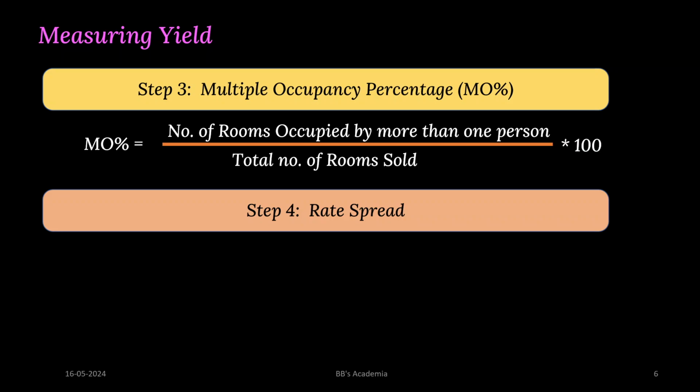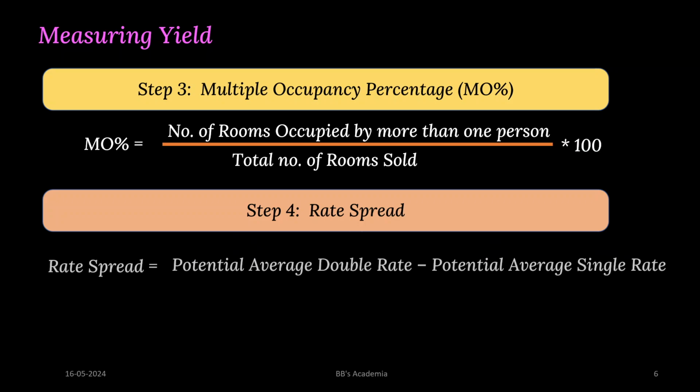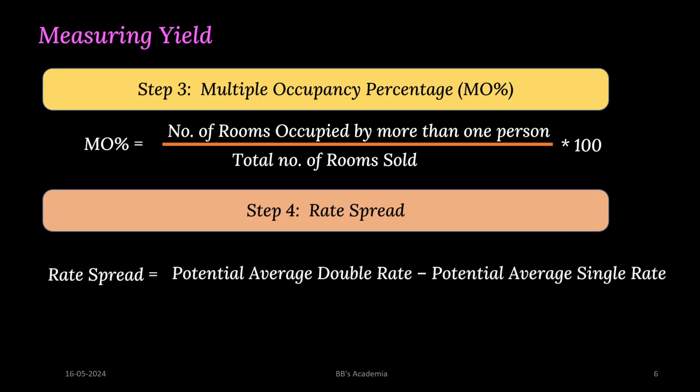Step 4. The rate spread is a very important one. Very simple to calculate. What is rate spread? You have to calculate the potential average double rate minus potential average single rate. If you do that, you will be getting the rate spread. How it will help? We'll understand that definitely in coming slides.